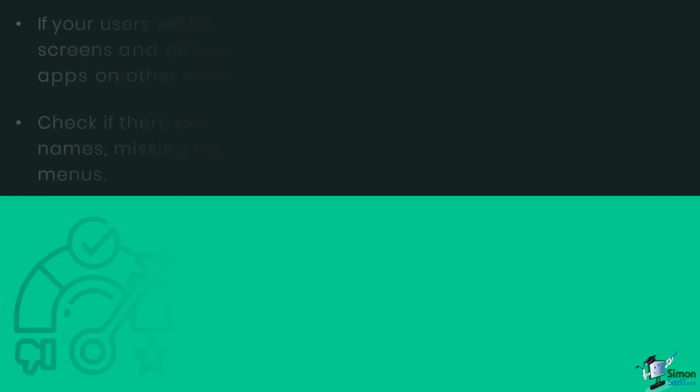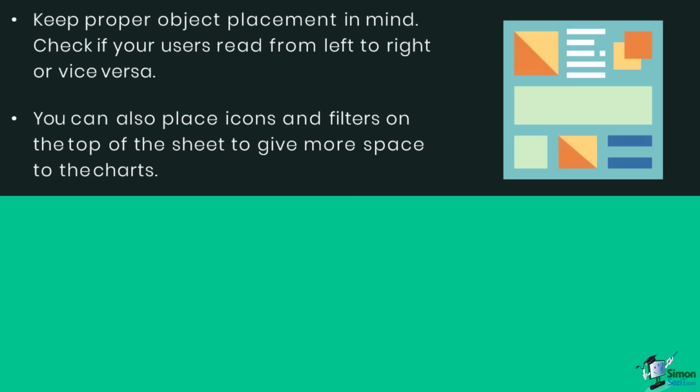Keep proper object placement in mind. Most languages are read from left to right, so people tend to look at the left side first, making the right side less noticeable. You can put the most important charts and functions on the right to emphasize them. This is also applied vice versa for those who read from right to left. You can also place icons and filters on the top of the sheet to give more space to the charts.